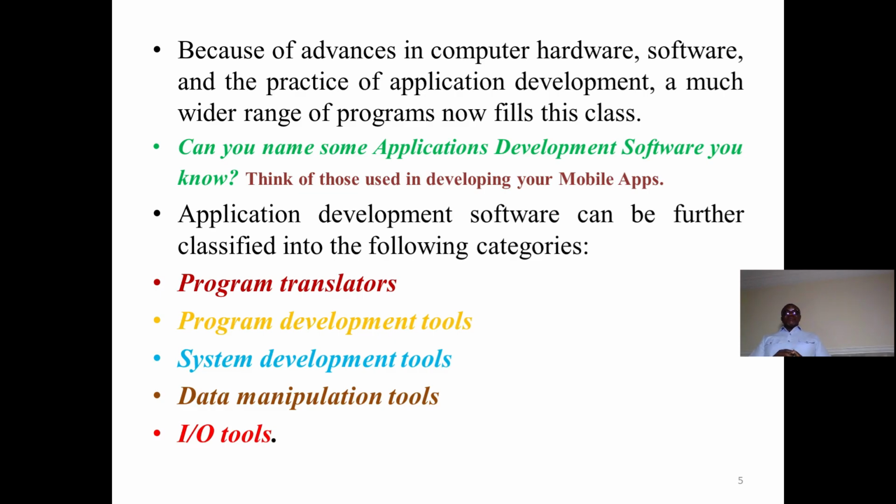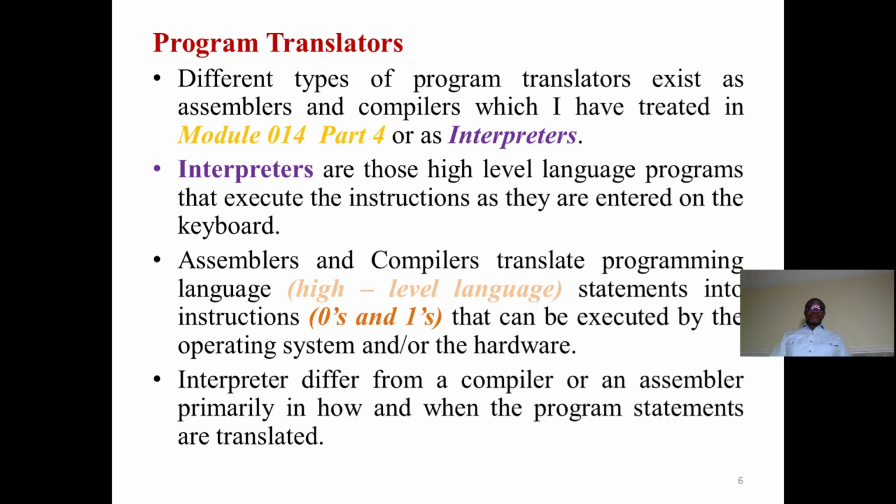We continue. Application development software can be further classified into the following categories: program translators, program development tools, system development tools, data manipulation tools, and input-output or I/O tools.